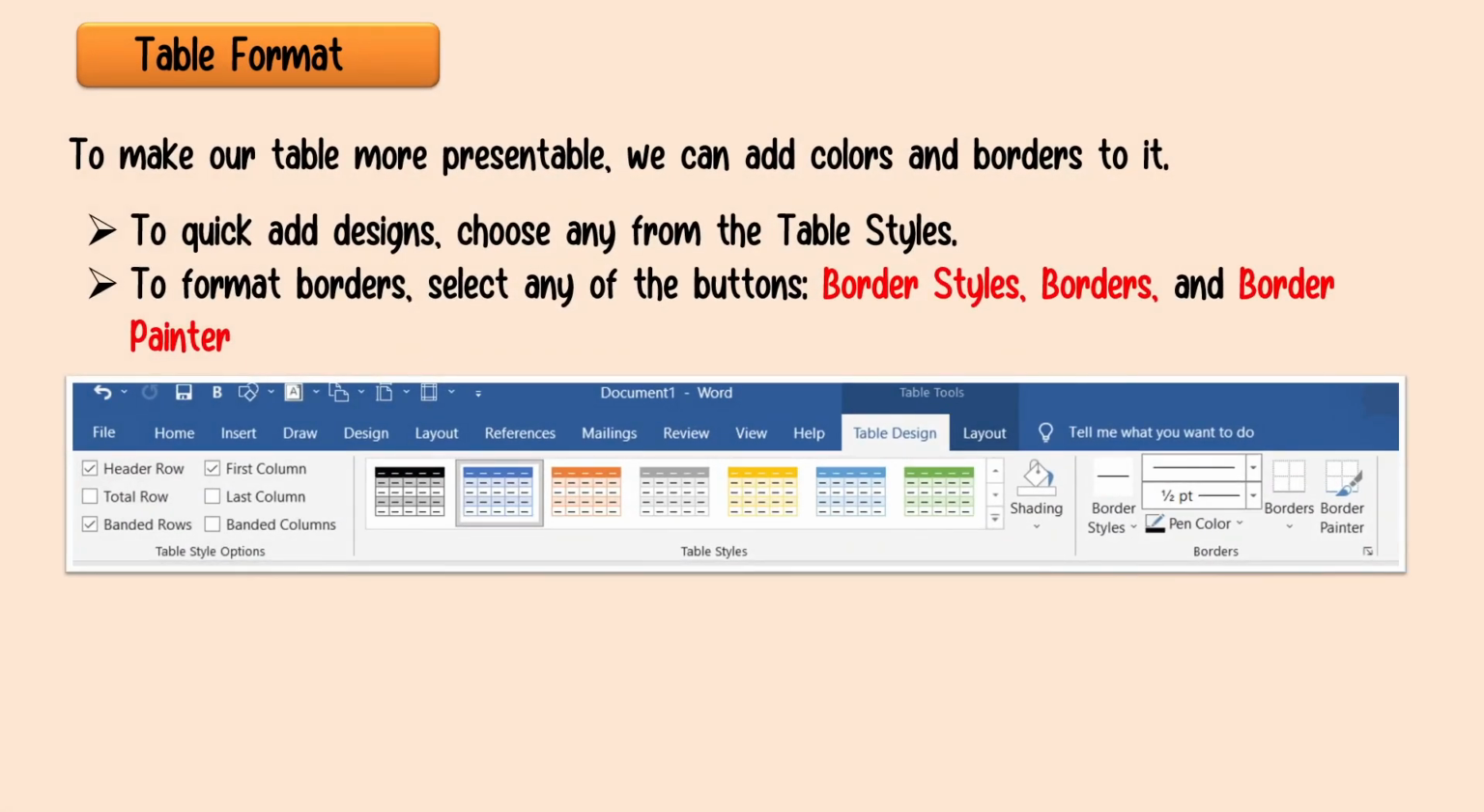Next, table format. To make our table more presentable, we can add colors and borders to it. To quickly add designs, you can choose any design from the table styles. How are you going to do that? Click the Design tab or Table Design tab, then go to Table Styles, then look for the desired design. Then, to format borders, select any of the buttons. You have here the border styles, the borders, and the border painter.